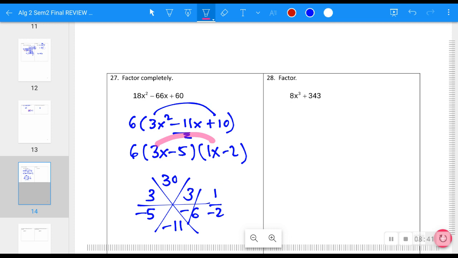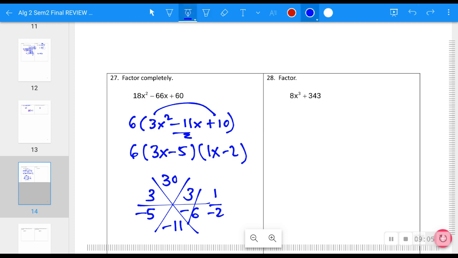3x squared times 6, that's that 18x squared. On the inside you get minus 5x. On the outside you get minus 6x. That's minus 11 times this 6 works out. And then finally, last times last is 10 times this 6 is 60.